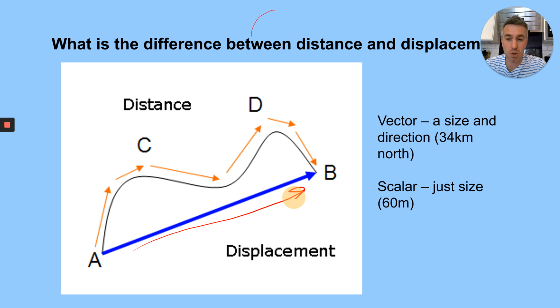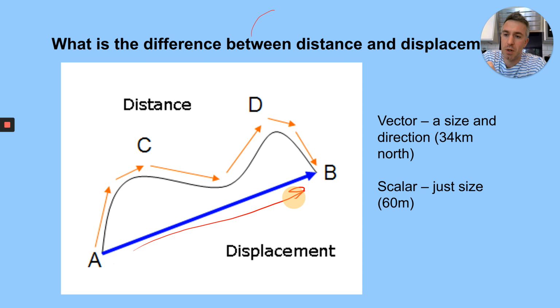A and B, the shortest distance between A and B, is classed as the displacement. How far you travel, that's your distance. So A to B is displacement, whereas A, C, D, B is the distance. And one of these is a vector and one of these is a scalar. So A to B displacement is a vector, its size and direction. So we're going 34 kilometers north, whereas the A, C, D, B journey, obviously it's a much longer journey. You're going 60 kilometers, but it doesn't tell us which direction. We change direction all the time.